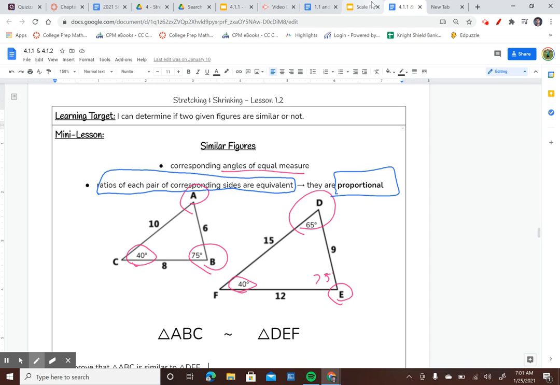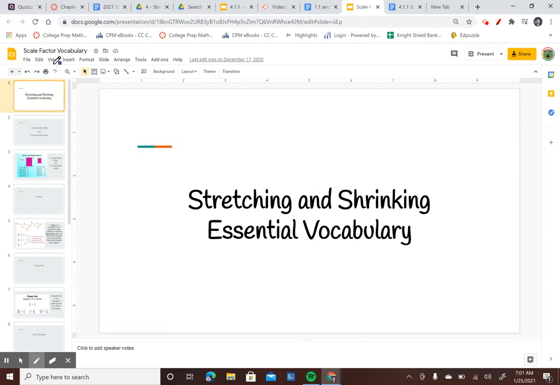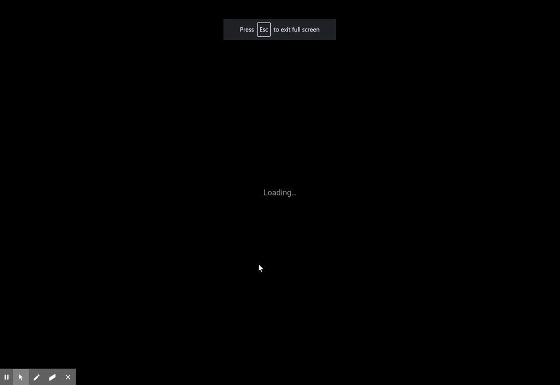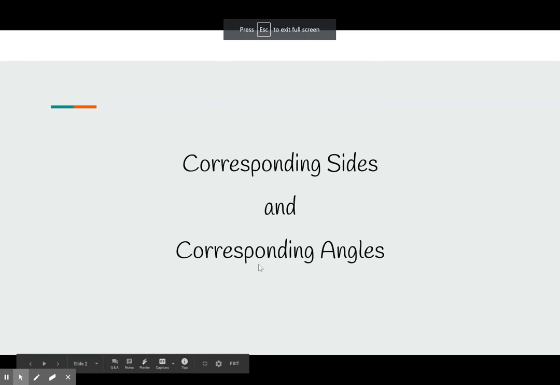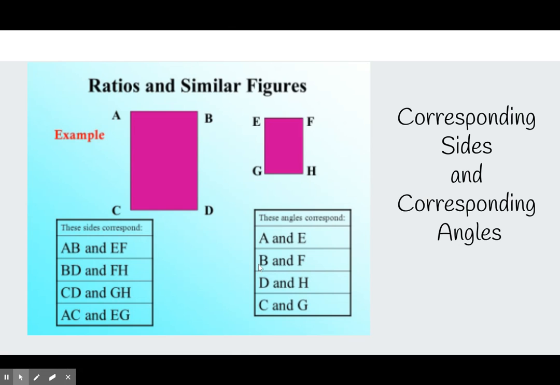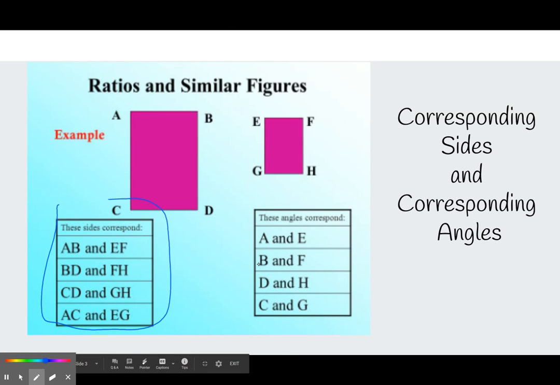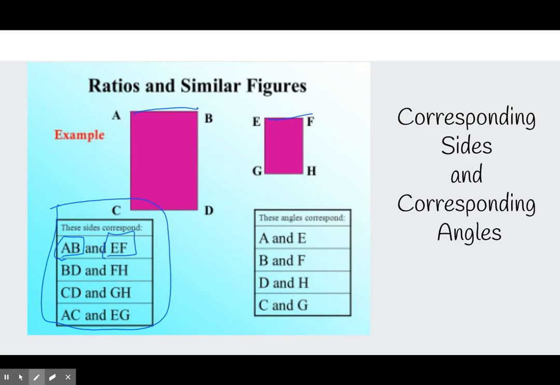And what we're going to do is take a look at some vocabulary here to kind of clear that up. So if we're going to look at the essential vocabulary, we're going to start off with corresponding sides and corresponding angles, what we just did on that first part of the packet. And we see that corresponding sides over here on the left side of our screen, that would be like AB and EF. Next we have BD and FH. And basically it's just saying that these sides are in the same relative position as the other shape. Next we have the angles that correspond with each other. So it'd be like angle A and angle E, angle B and angle F.